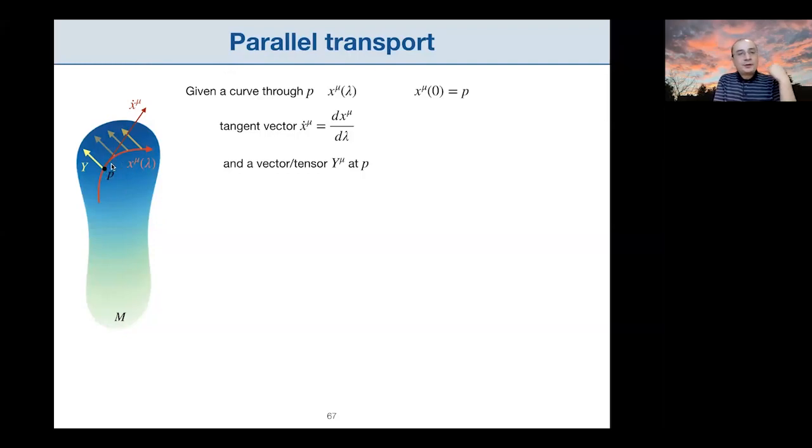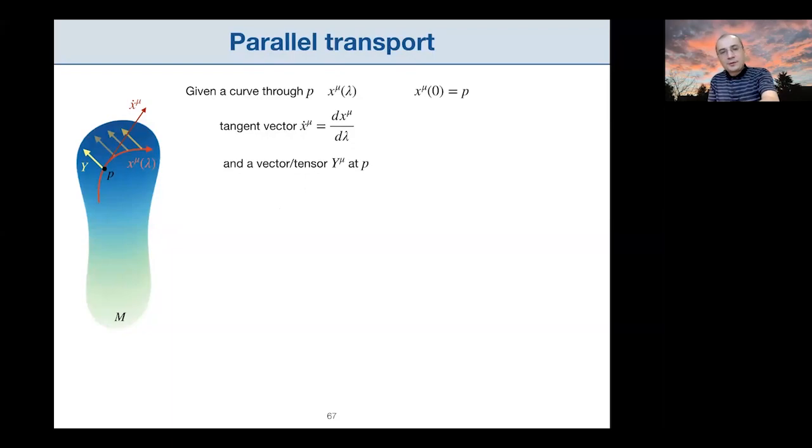This is obviously not true in curved spacetimes on general manifolds. It turns out that if you want to move your vector by a finite distance from one point to another, you have to use something called a parallel transport. First, you have to fix a curve along which you move your vector. So you imagine you've got a vector y at P. You choose a curve through this point, x mu of lambda. Let's say that at lambda equal to 0, we are at P. This curve has a tangent vector, dx mu over d lambda.